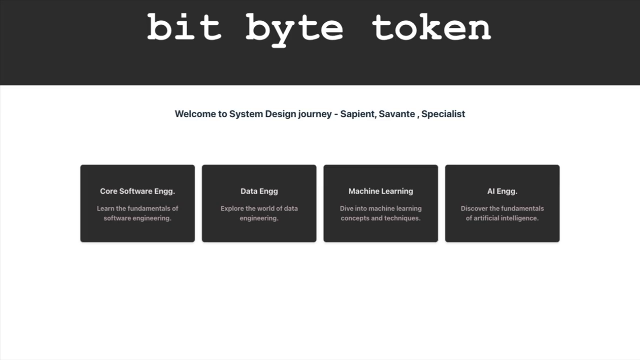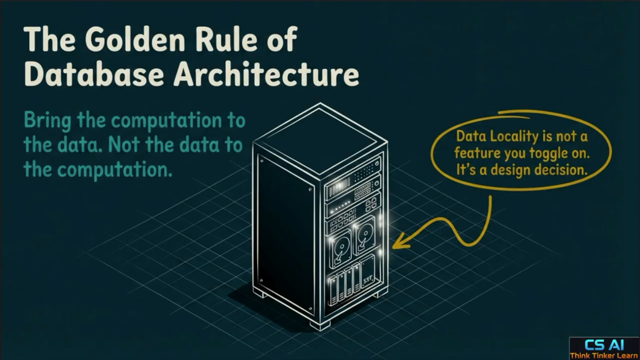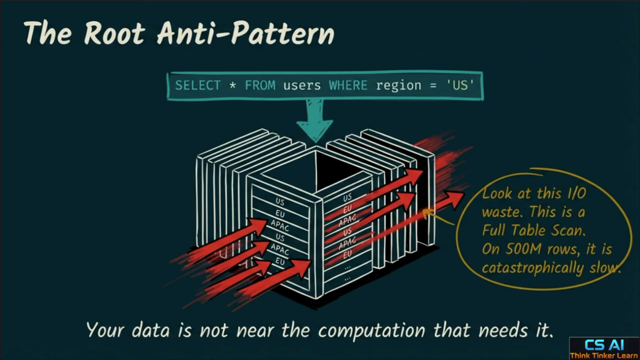Okay, let's get to our topic now. All right, let's start with the root anti-pattern. If you execute a query that requires scanning 500 million rows just to filter a single region, you're creating IO waste on a catastrophic scale. Your data is nowhere near the computation that needs it. This is a design flaw, and today we are going to show you how to fix it.